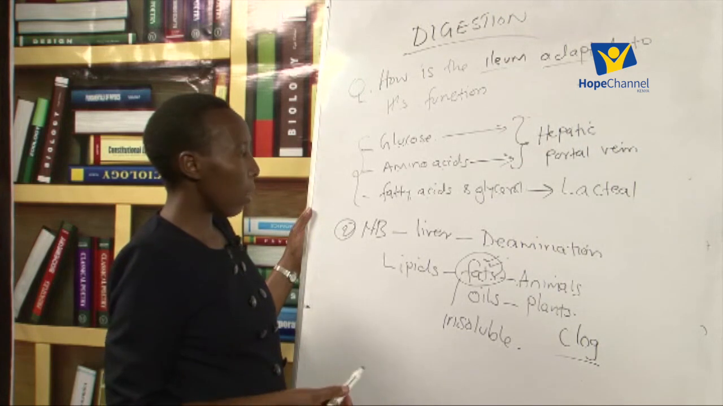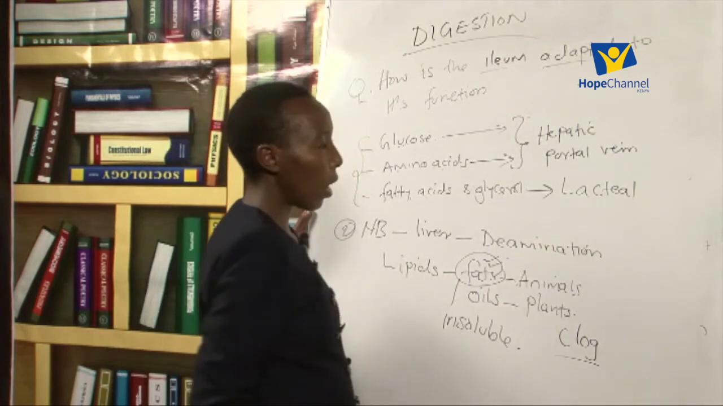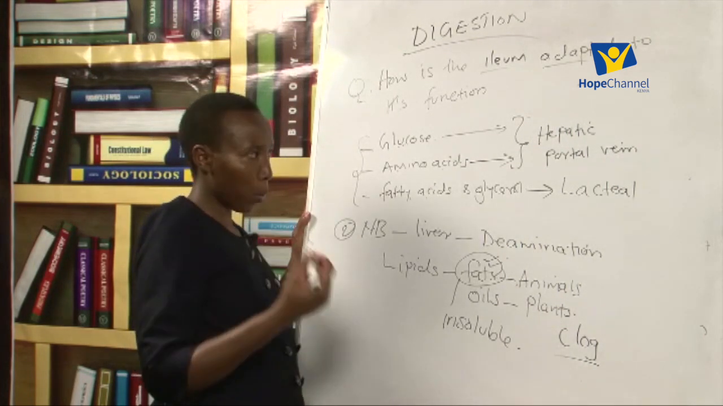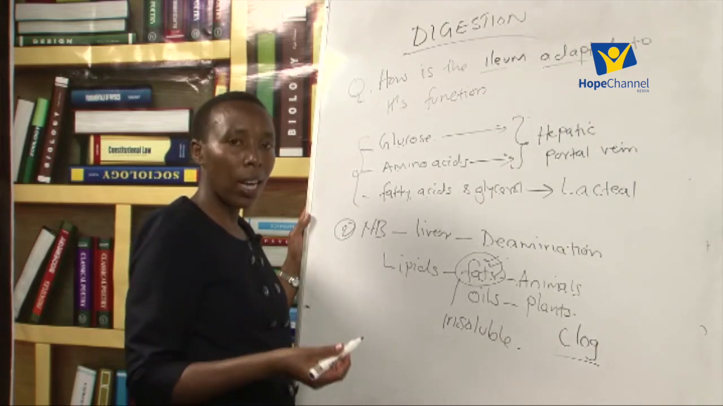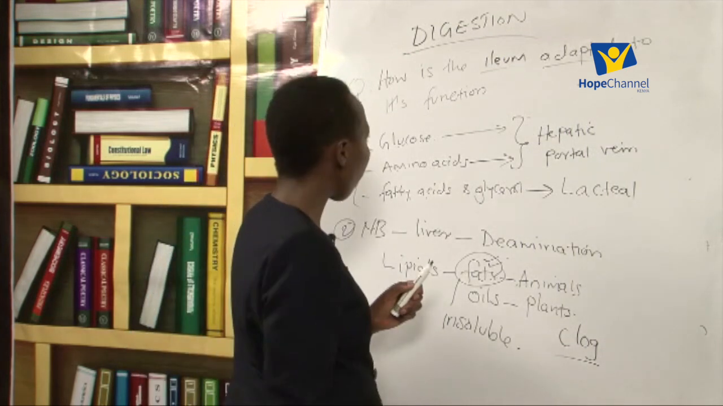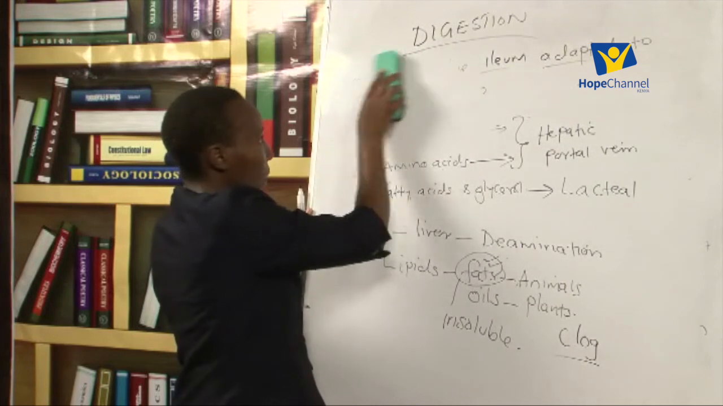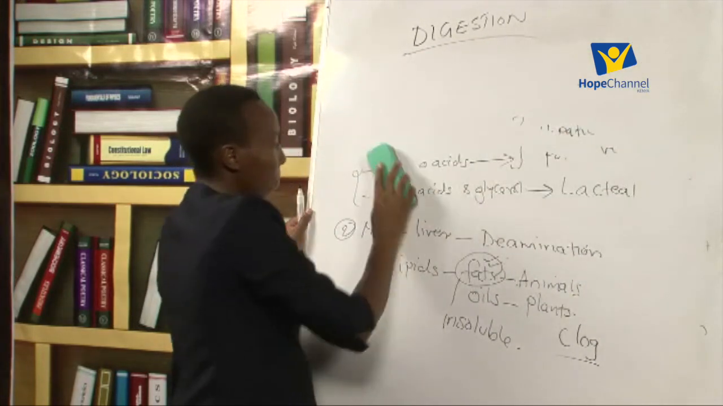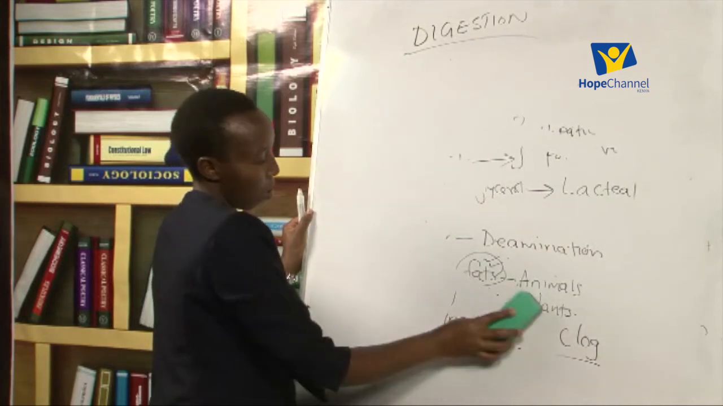Now, that's why we are saying that the fatty acids and glycerol are absorbed into the lacteal. Now, these are the end products of digestion and how they are absorbed. So we have a question. Does it mean it's only the end products of digestion that are absorbed?